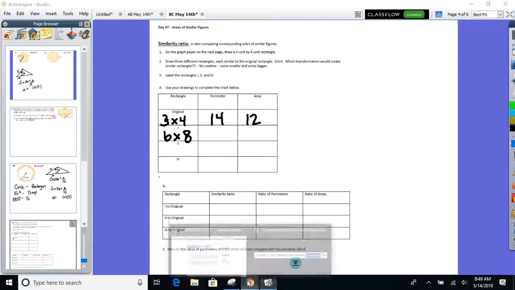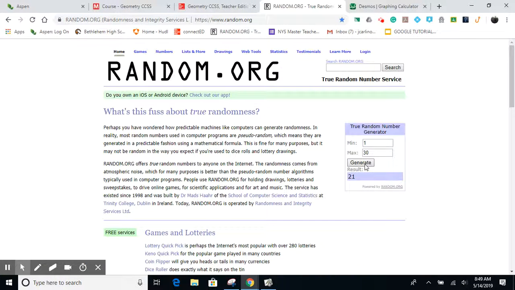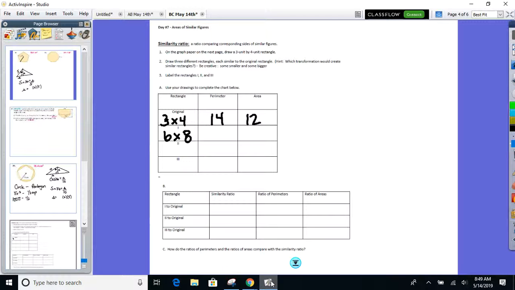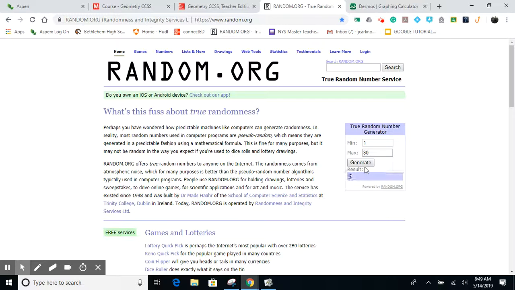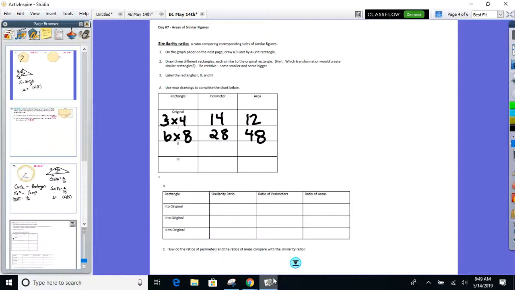All right, let's rock and roll now. When you're ready there. 28, area, 48, there we go. Can I have another similar rectangle to the original? Big job. Oh, here we go. 9x12.